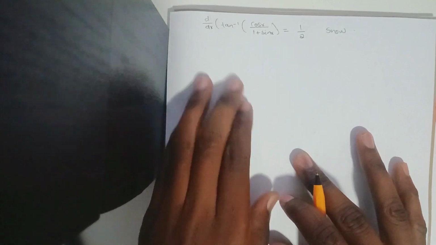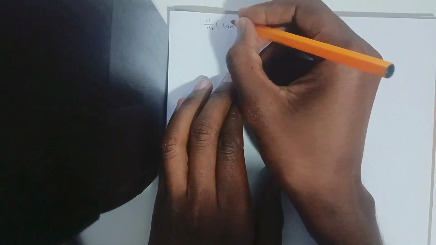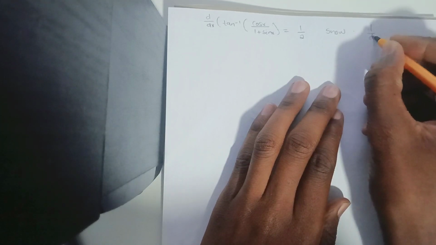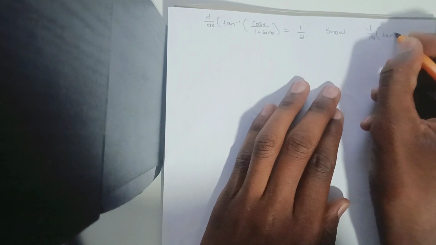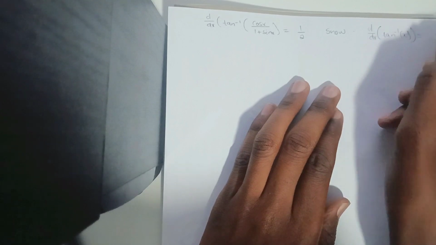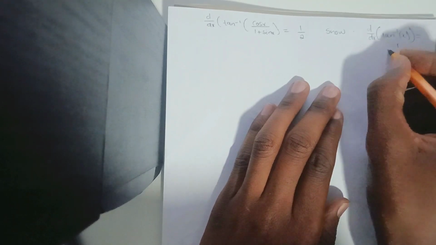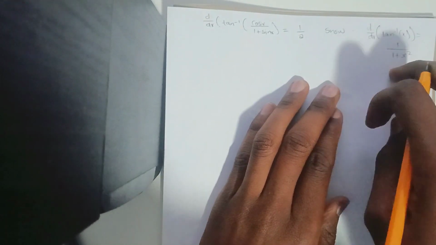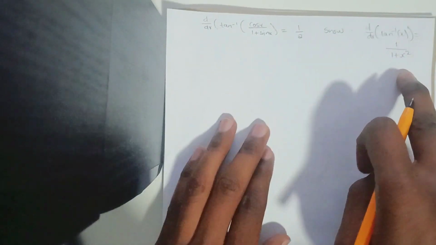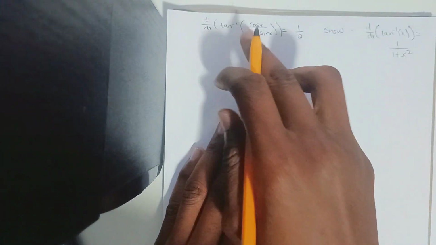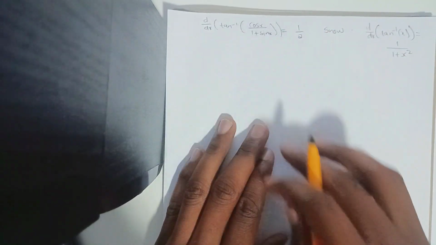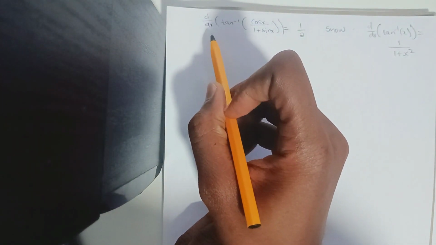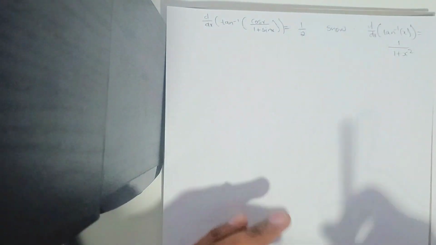First thing first, we need to understand that the derivative of the inverse tangent is equal to 1 over 1 plus x squared, right? This is the answer. So when we derive this, we get this, right? So now we are given something like this. So what can we do to end up here? Because the question is to ensure that the derivative of this is equal to 1, right?